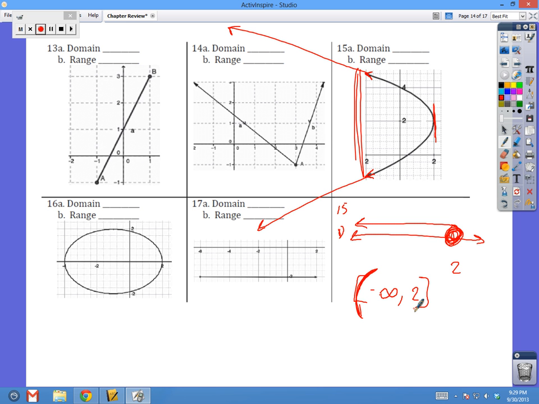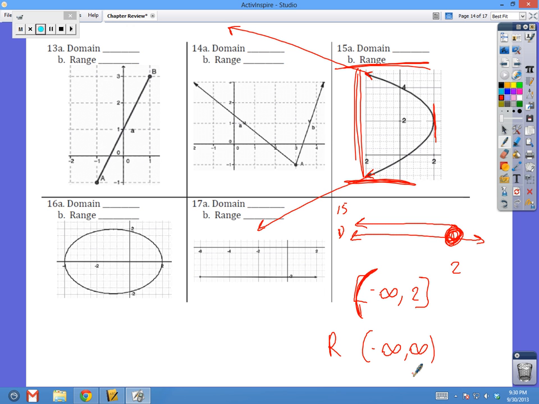Okay, the range, up and down. Can I cap it off somewhere up and down? It looks like these lines are going to continue, so I think the range is going to go all the way from -infinity to +infinity.